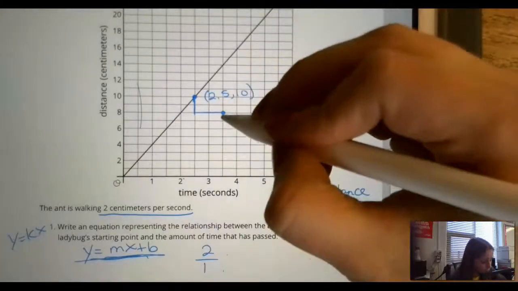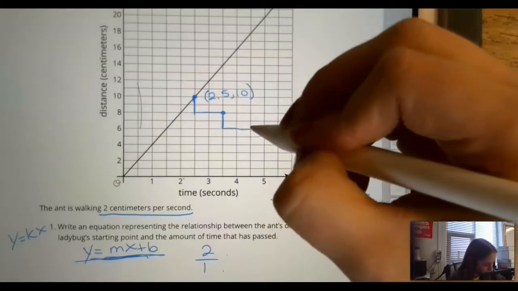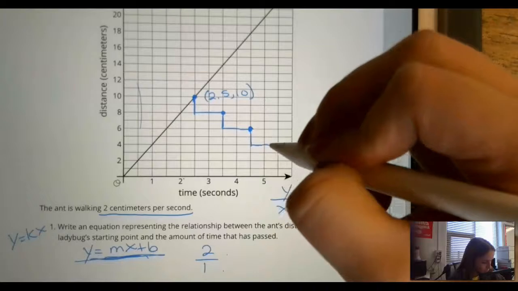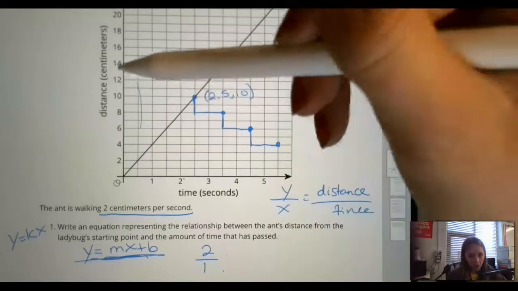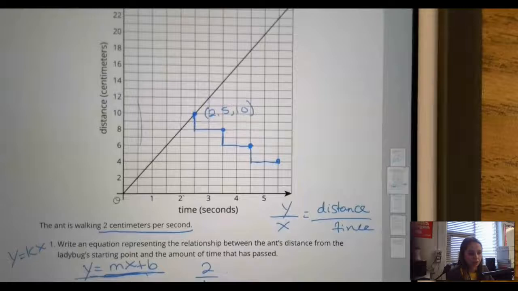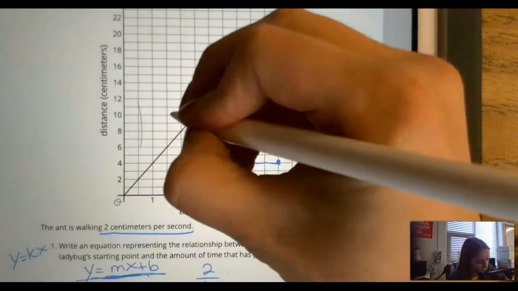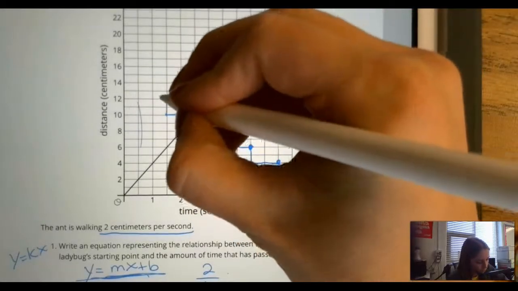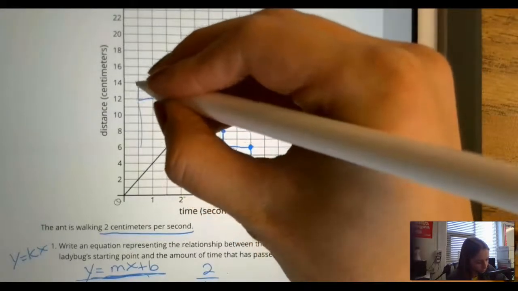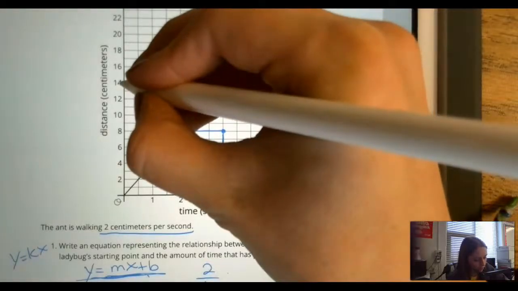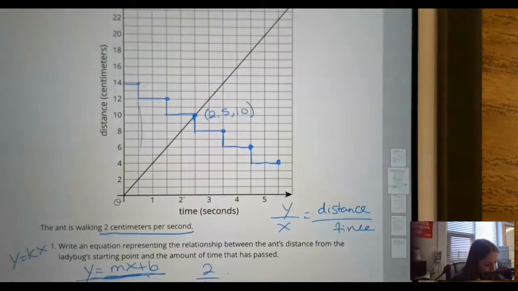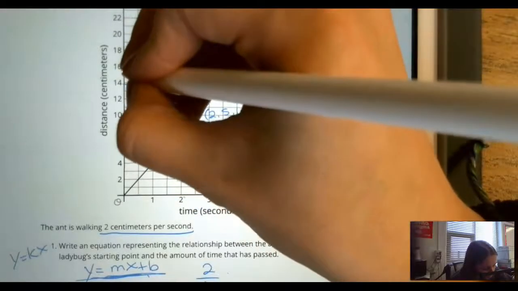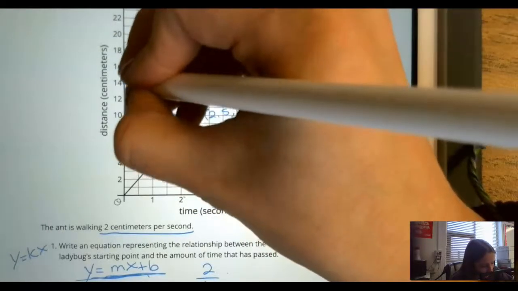Alright, now I'm going to continue that pattern, down 2 to the right 2. Down 2 to the right 2. And now I can also do that and backtrack to figure out where the ant starts. So we can go back 2, up 2, back 2, up 2, and then we end up hitting the y-axis right at 15.